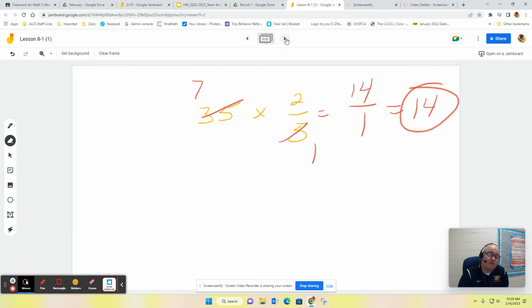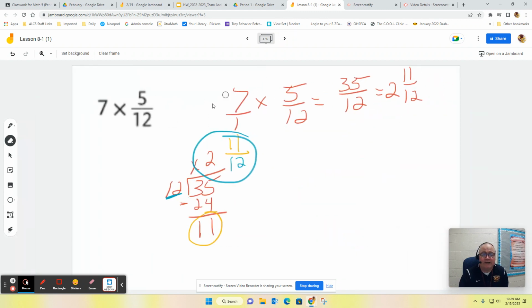So again, cross simplifying is not going to work every single time, but it is something that you want to at least start to try, kind of experiment with. So if we look at this next one, 7 times 5 twelfths, well, I can't cross simplify because 7 can't be divided into 12 evenly, and neither can 5. I mean, if this was 6 twelfths, well, then I could do it, but it's not. So you can't.